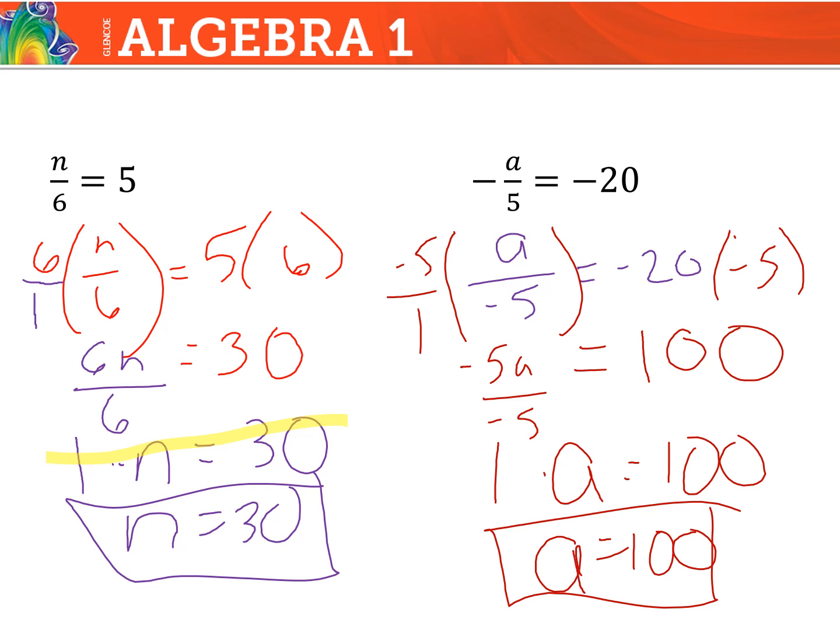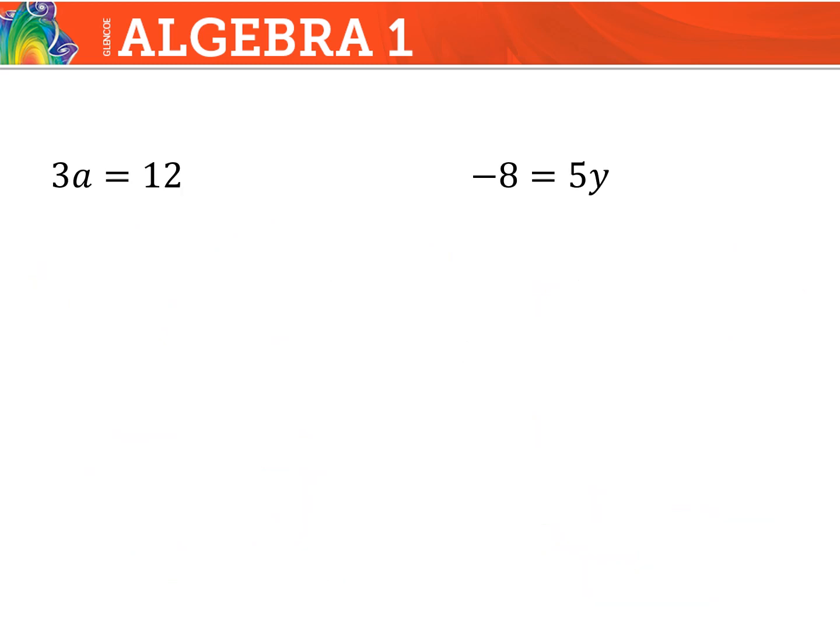Okay? So let's go do 2 more problems. On this first one, I see 3 times a. So if I have multiplication, I need to use division as its inverse operation to make it go away. So if I divide both sides by 3, and bring down my equal sign, 12 divided by 3 is the easy side that you're used to. On the other side, what's 3 divided by 3? That's 1. So I'll have 1 times a, and 1 times a is a equals 4.